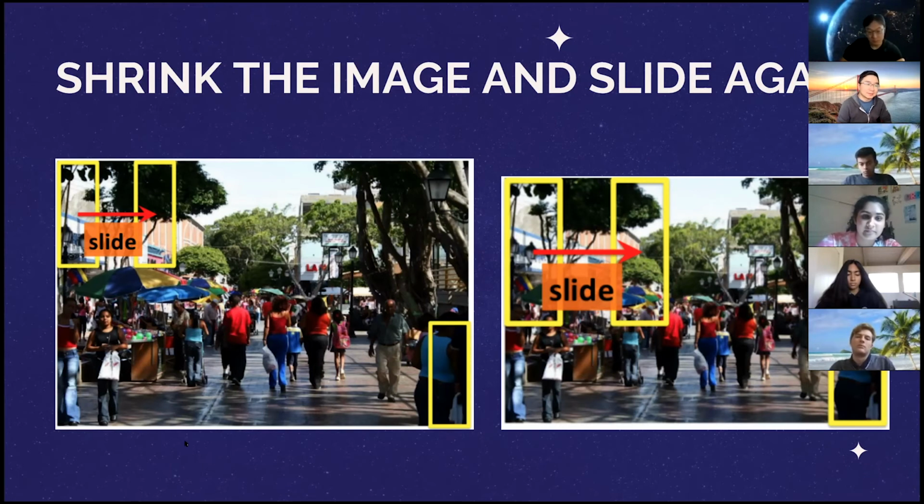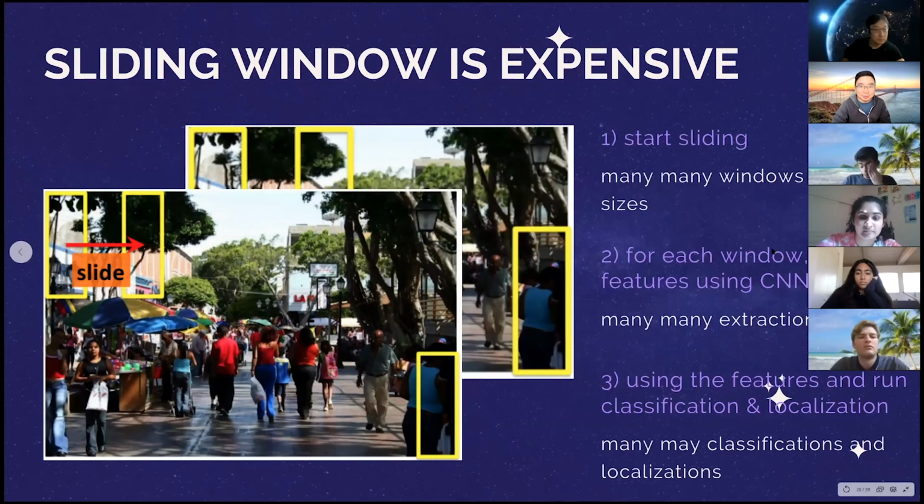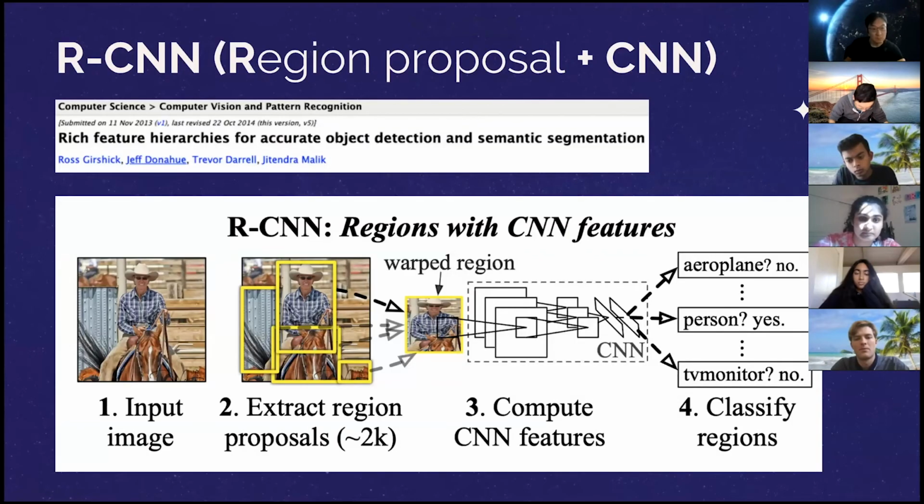It might take a long time, and you don't know exactly what size to shrink or increase the sliding part to. That's exactly right. This seems like a pretty brute force kind of approach, right? That is, as you said, it can be really, really expensive. So this approach is actually never used in practice, because it's very, very expensive. When you start sliding, you have many, many windows of different sizes. You have to extract many different crops, and you have to do classification and localization many times, right? So sliding window, pretty bad approach.